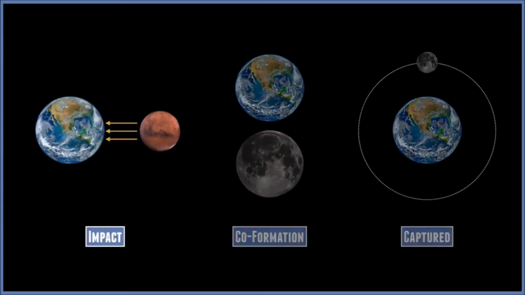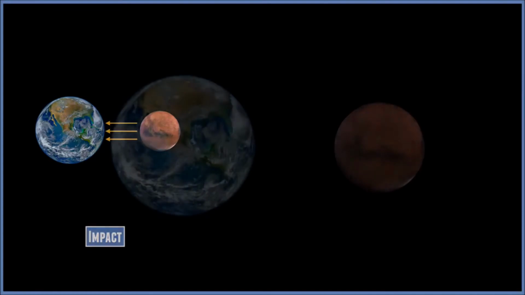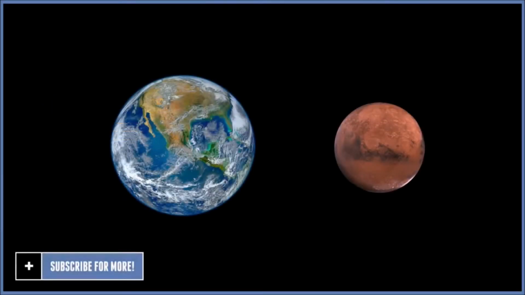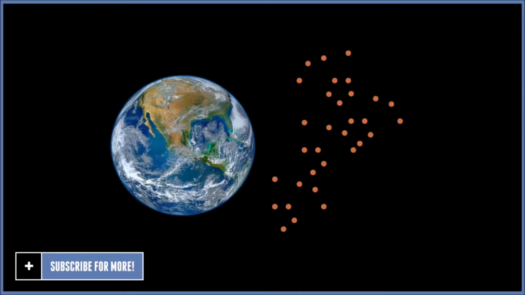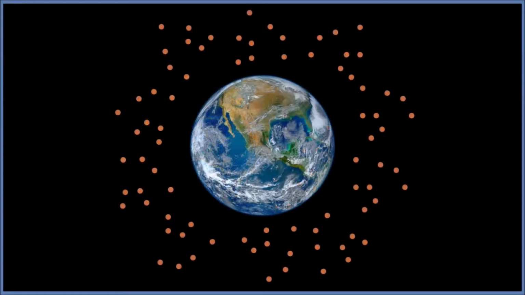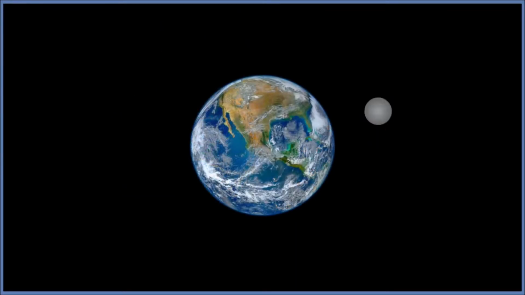So let's start off with the giant impact. This is basically the idea that an object crashed into Earth a long time ago, and this created the moon. This object was known as Theia, and it was a Mars-sized object that collided with Earth. This threw chunks of debris out into space, and it eventually gravitationally bound together, creating the moon.